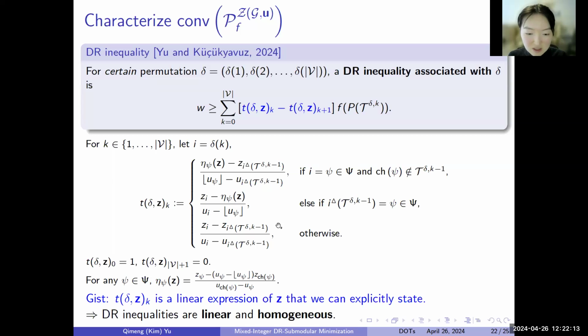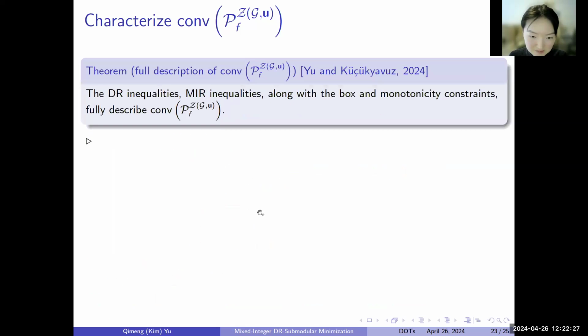So in essence, the right-hand side of each DR inequality is just a sum of linear expressions of our decision variable z, weighted by some function evaluations. And these are just numbers. So they are linear and, well, they are also homogeneous.